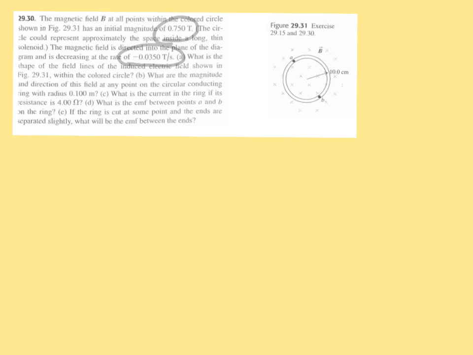Well, we know that if there's a changing magnetic field, it's going to induce electric fields that are all going to go like that. They're all going to have lines like that. But what direction are they going to go? Well, that's the trickiest part: clockwise or counterclockwise?